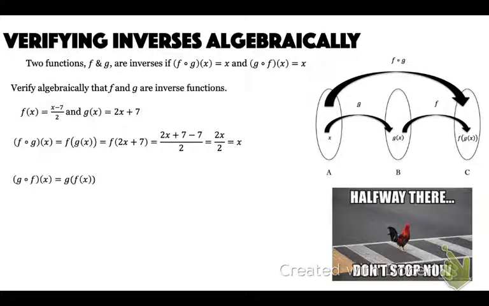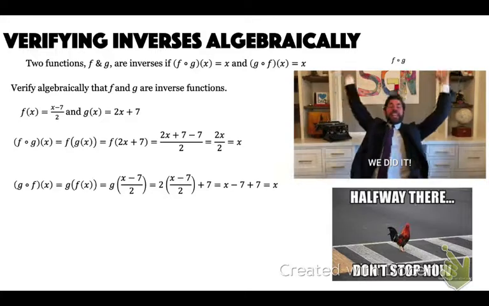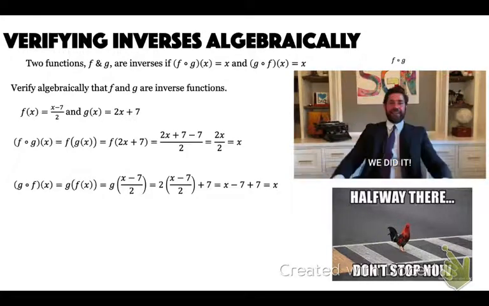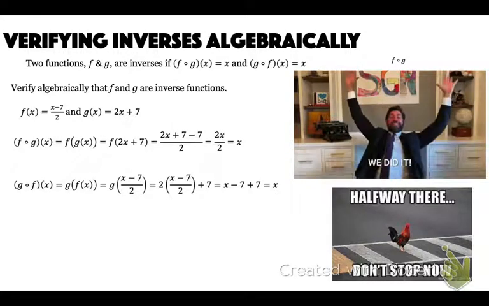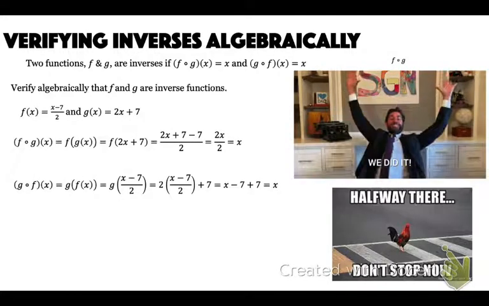So I'm going to do g of f of x, which means I'm going to plug in (x minus 7) over 2 to that g function. So that's going to be 2 times (x minus 7) over 2 plus 7. So those 2s cancel. I'm left with x minus 7 plus 7, which is just x. We did it. You have to show all of this work when you're doing it. If you do not show all of your work, no points.